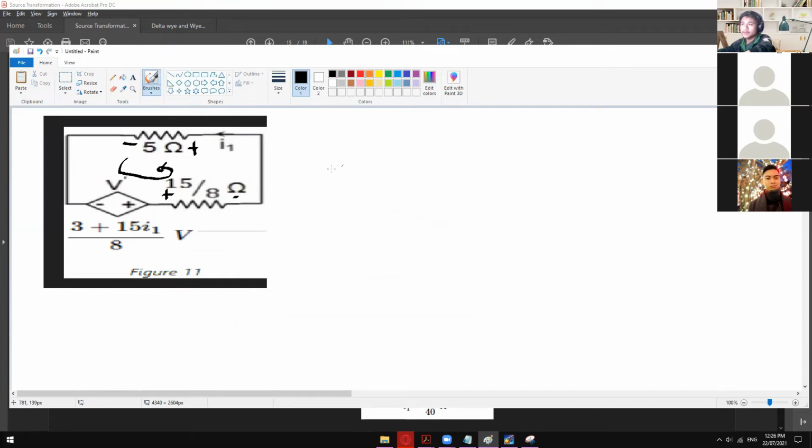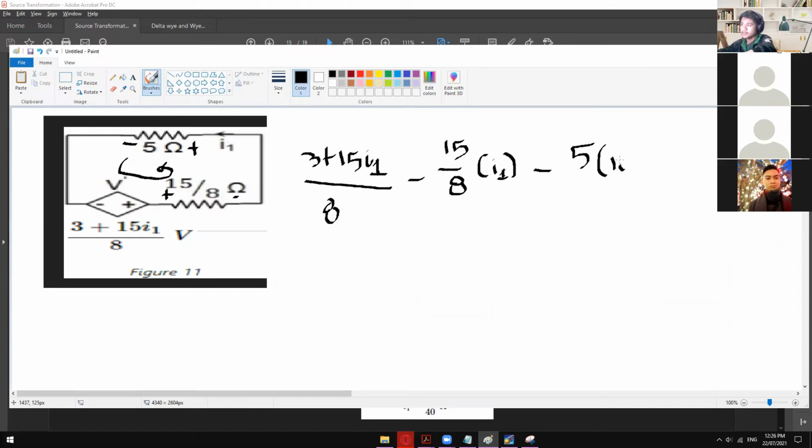Okay, so from here we have 3 plus 15 I sub 1 divided by 8. That is a positive voltage source. And then we have here negative 15 divided by 8 times I sub 1. Okay, because we only have a single current in here. Minus 5 I sub 1. Ito yung I sub 1. Okay, is equal to 0.